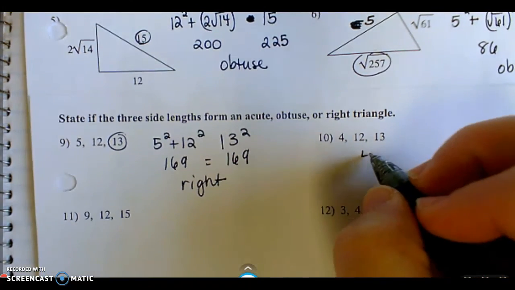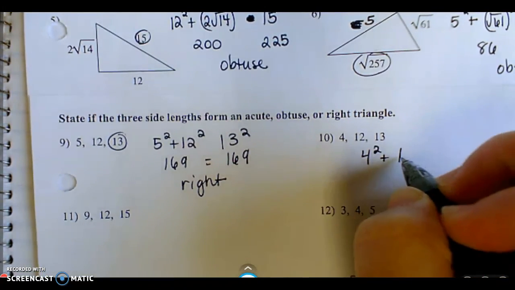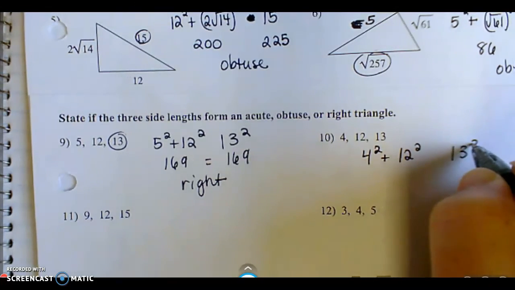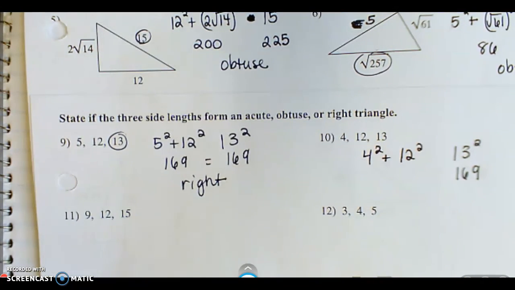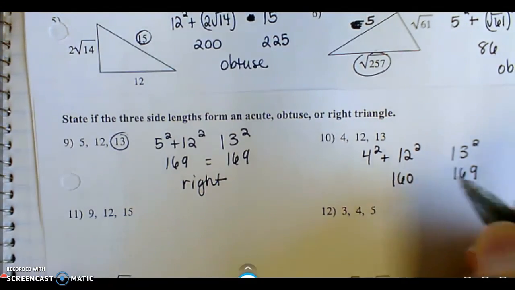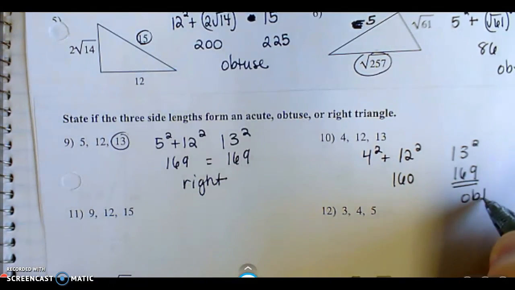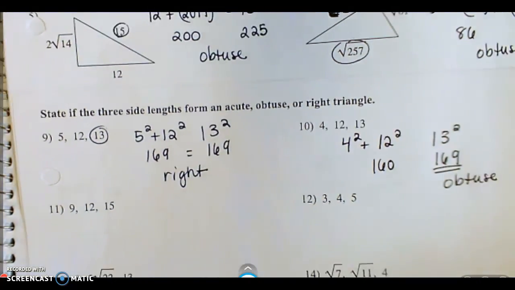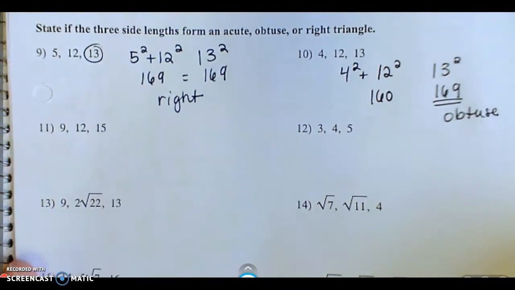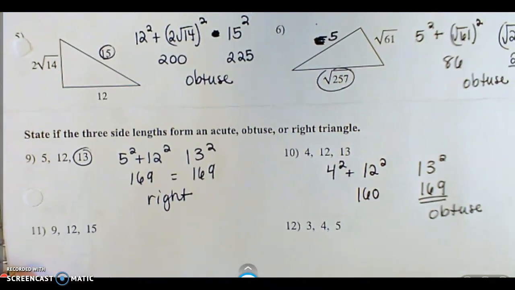Okay. 4 squared plus 12 squared. Just make sure that you always put the bigger one over here. That's 160 again. This is 169. This is bigger, so it's obtuse. This is smaller, it's acute. There's plenty more problems that I could try with you, but I think that's enough for now. I think you've got the idea.